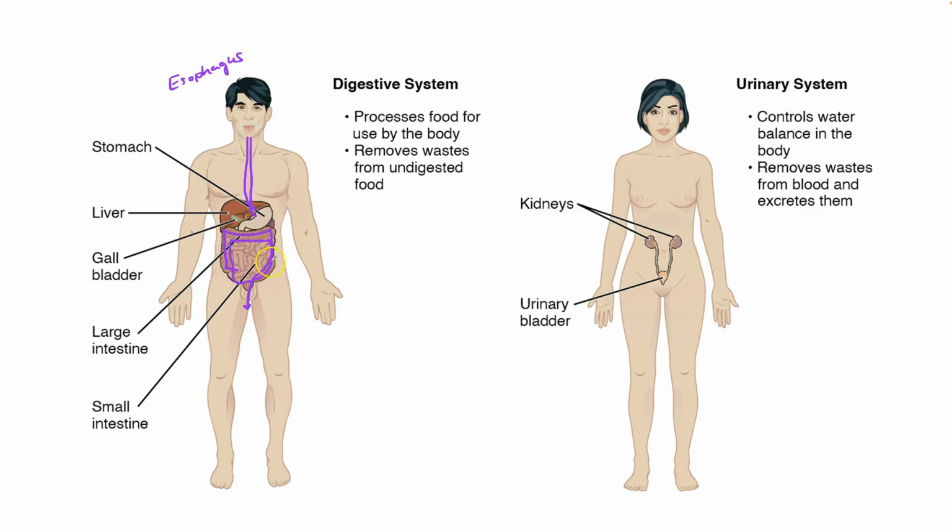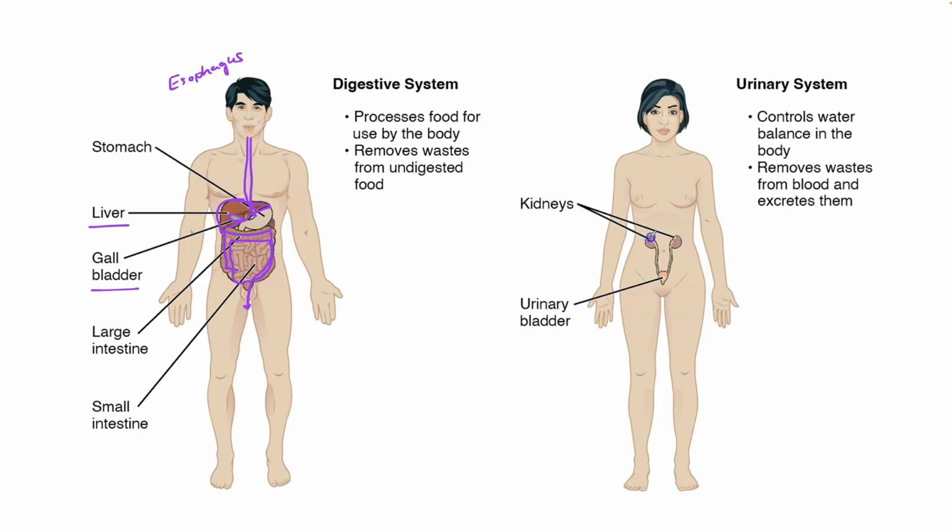Now, there are accessory organs that are part of the digestive system that food doesn't travel through, but they contribute important secretions into the small intestine that helps us to break down our food. And so the liver is one of those, and the gallbladder. So the liver is this large red organ. The gallbladder is this small green structure that's just inferior to the liver.